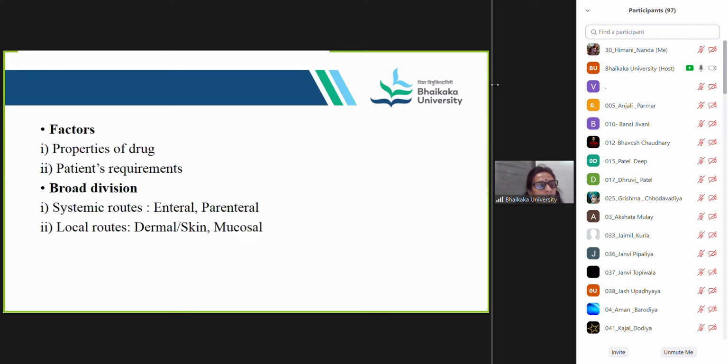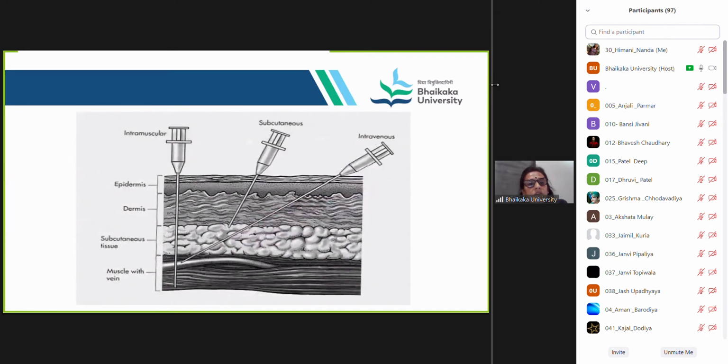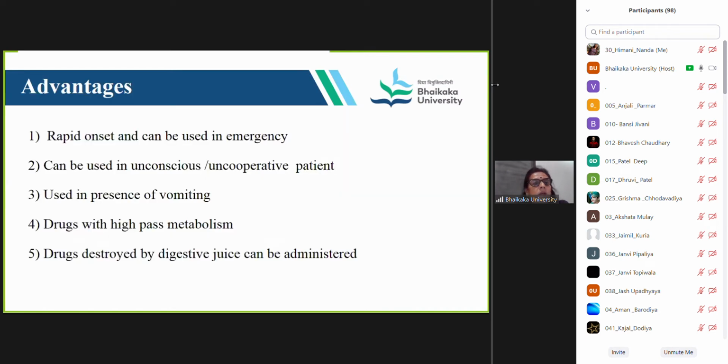I have covered the oral route. So now I can start with the parenteral route. I told you par means beyond and enteral means intestine. Beyond intestine, when you give a drug, the route is called parenteral. Enlist the different parenteral routes: it could be intramuscular, subcutaneous, intravenous, and there are other routes also. I will let you know one by one.